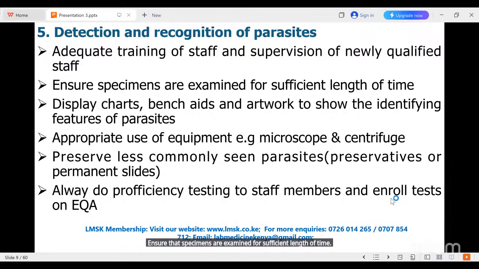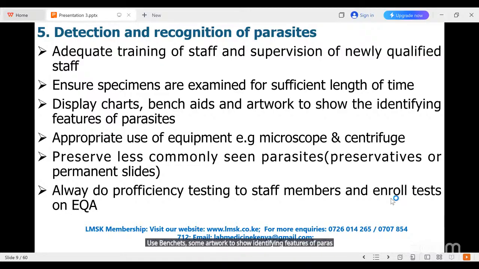So when it comes to stool analysis, even if you are using direct or indirect methods, we always advocate that you examine between 10 and 30 minutes, maximum 30 minutes. You have examined and gotten the parasites that you are looking for. Display charts that have different stages of these parasites.